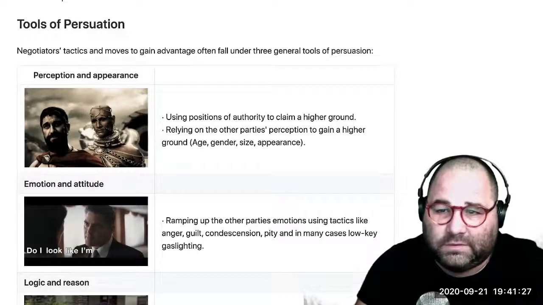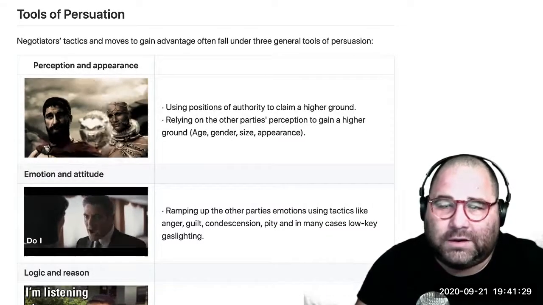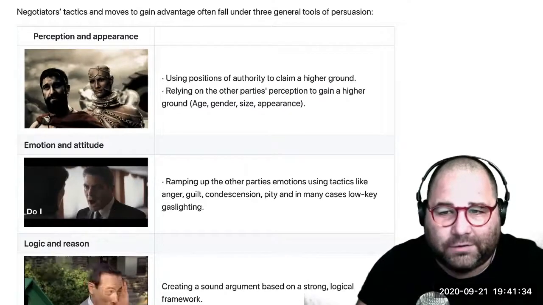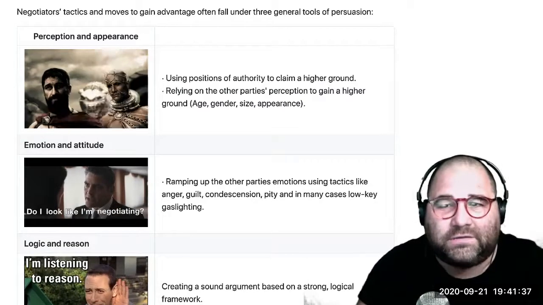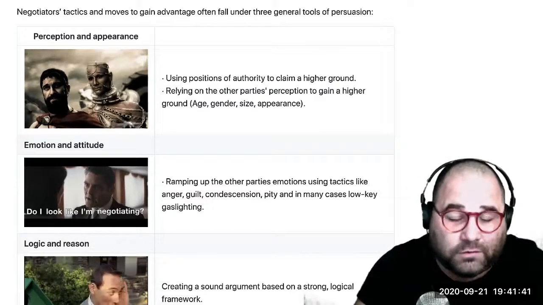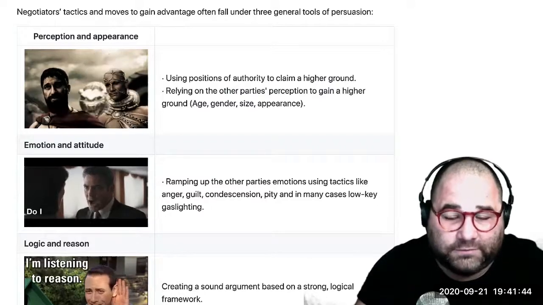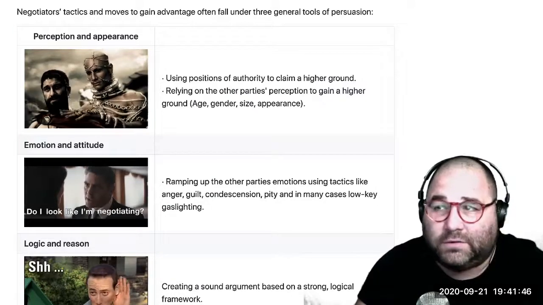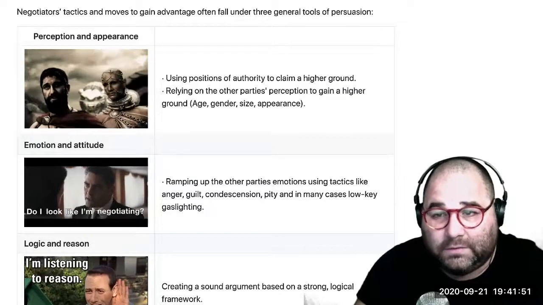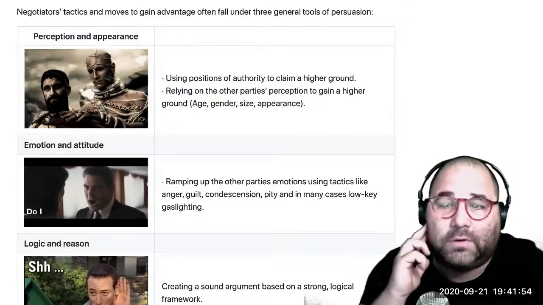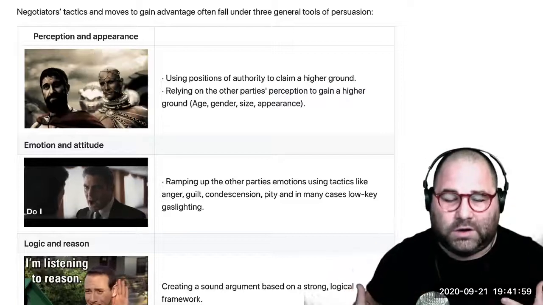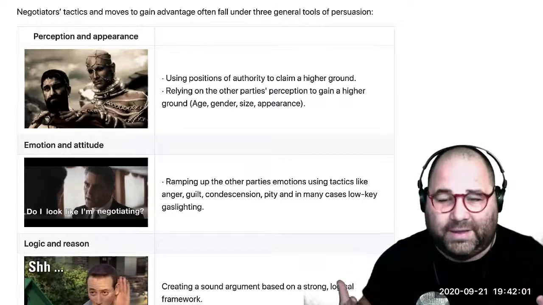Perception and appearance. So to win in a negotiation, some people will use positions of authority to claim a higher ground, or they'll rely on the other party's perception to gain a higher ground. So this is where you're going to get, does arguing with a person that's older than you make you feel uncomfortable? Someone who's physically larger, someone that holds a much higher position, someone that has a really strong temper. I'm sorry, the temper is a bad example, but someone that is relying on this appearance, this false authority they may have, or real authority.